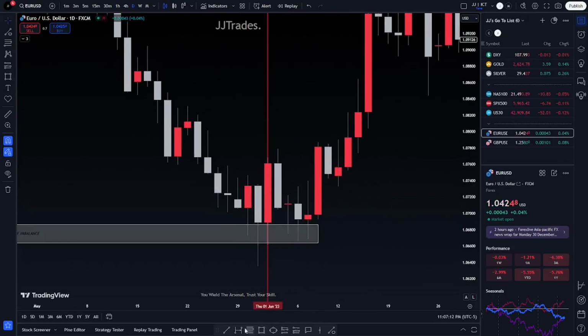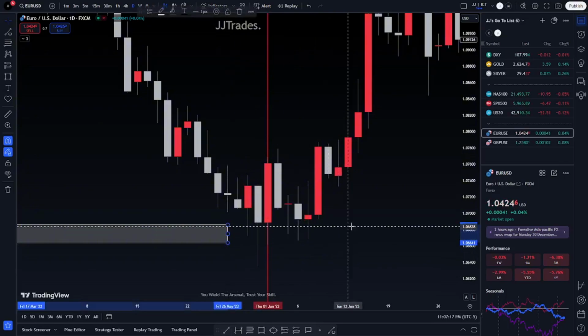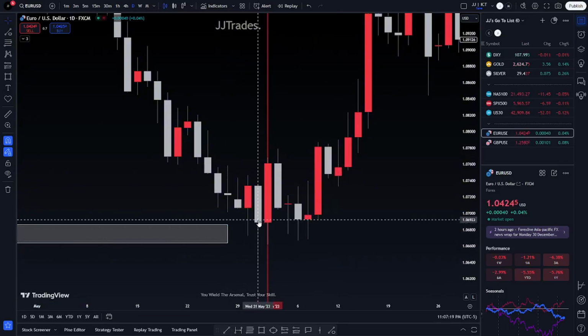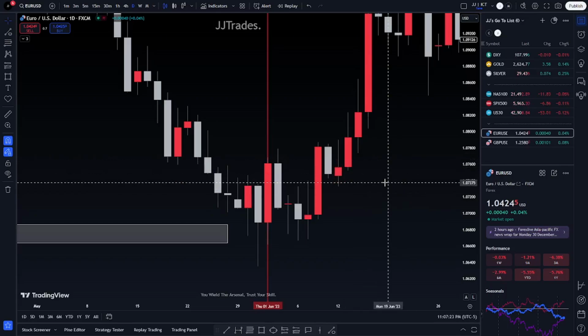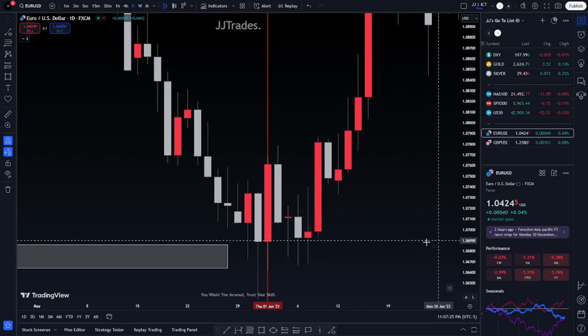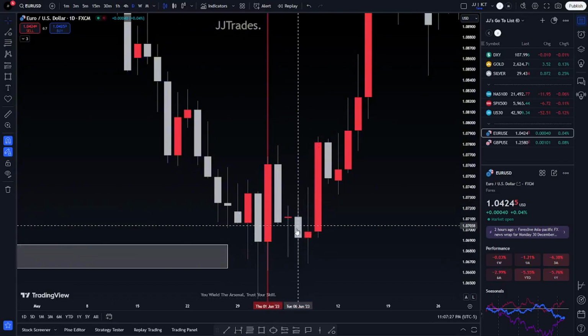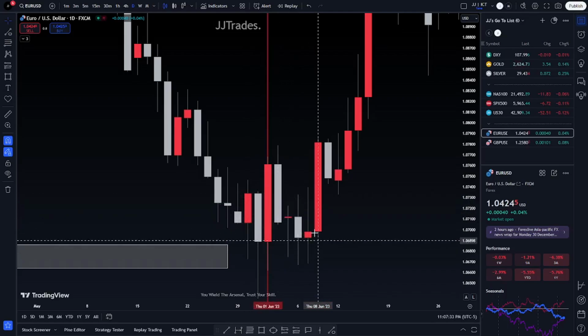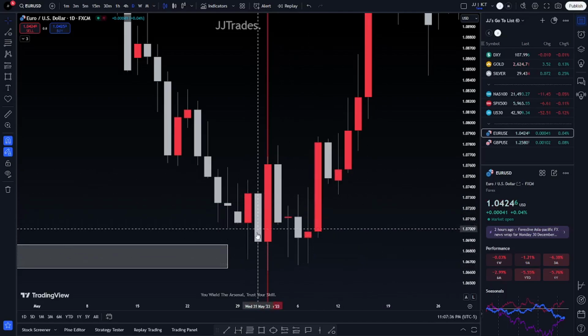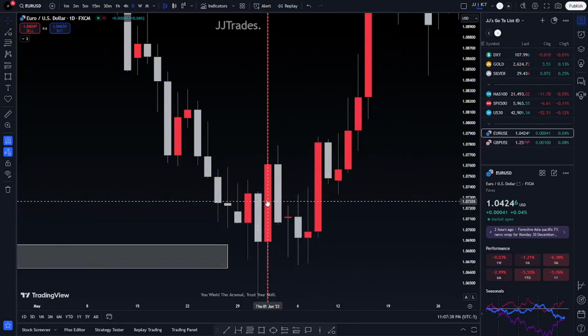Well, first things first, you've got this rejection block right here. If I move this volume imbalance out of the way, you've got that rejection block right in this area. We come below it, boom, there can be your entry. Or if you missed that, take this order block right here. This down-close candle is the order block. Or this one here would be your order block because it's the deepest bearish candle before price heads higher. So this will truly be your order block.